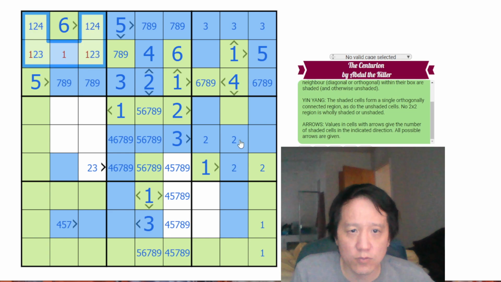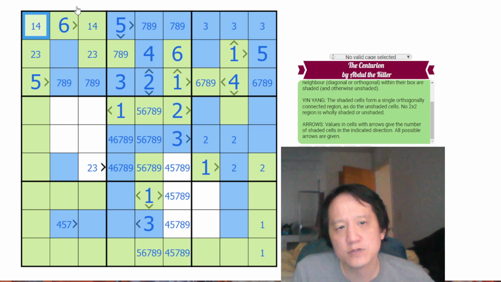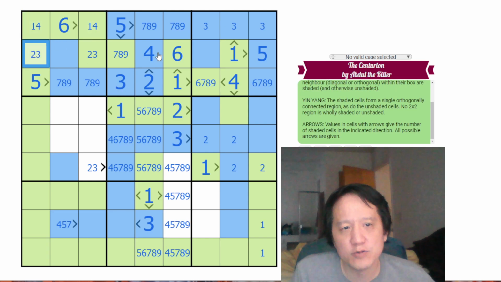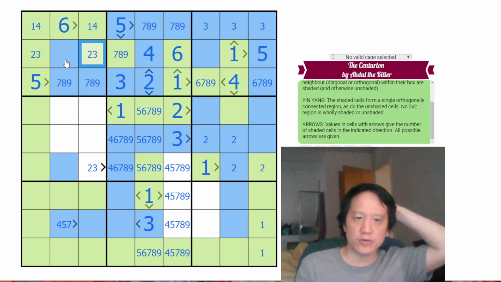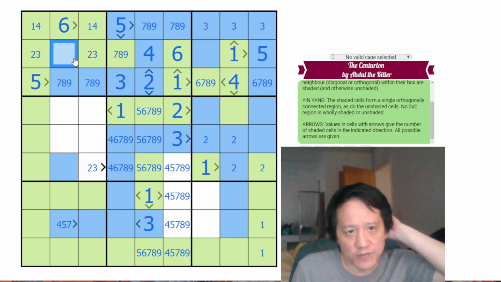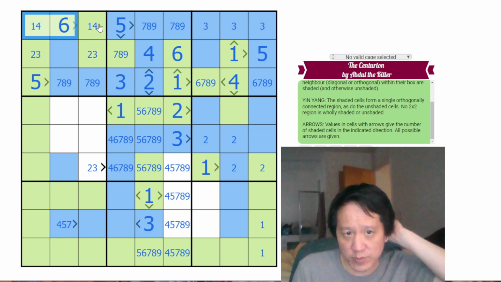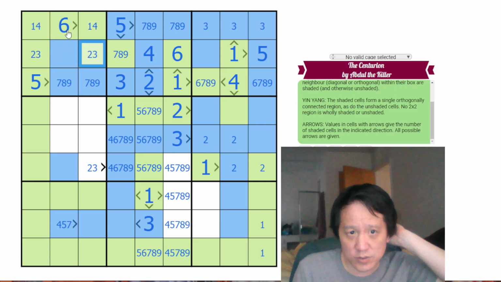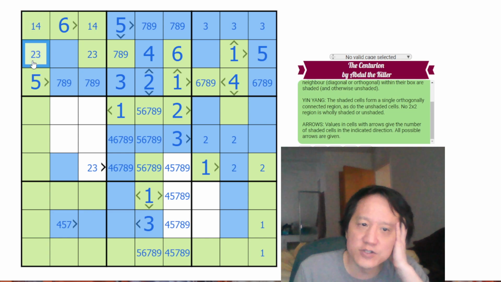We're looking for 1. This can't be 1. This is 1 and 4. So this has to be 1 and 4. Means this has to be 2 and 3. Right? If this was 2, the 3 would have to be shaded. If this is 3, the 4 would have to be shaded. Therefore 4 and 2 are next to each other, and 1 and 3 are next to each other.